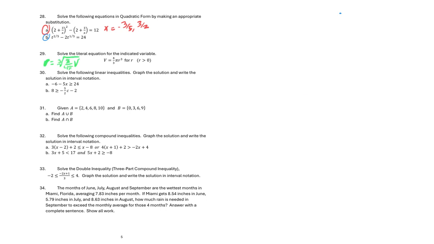Solve the following linear inequalities. Graph the solution and write the solution in interval notation. 6 minus 5x greater than or equal to 24. Subtract 6 from both sides, and then we'll divide by negative 5. And then we need to flip the sign because we divide by a negative number. So x is less than or equal to negative 6.